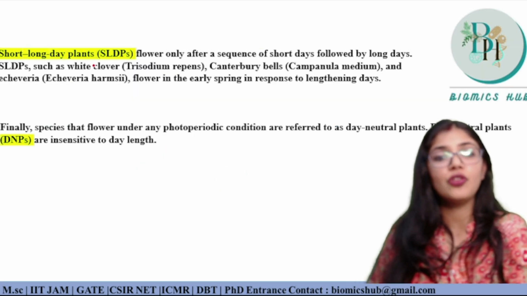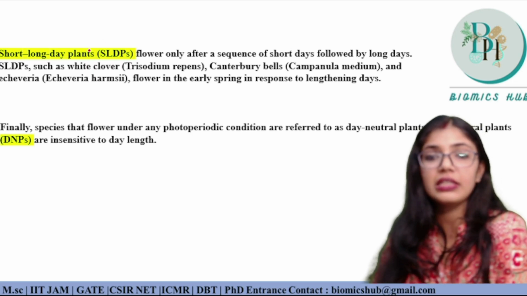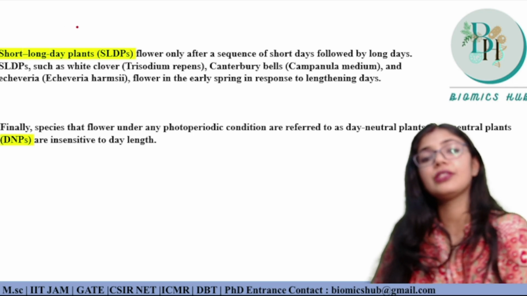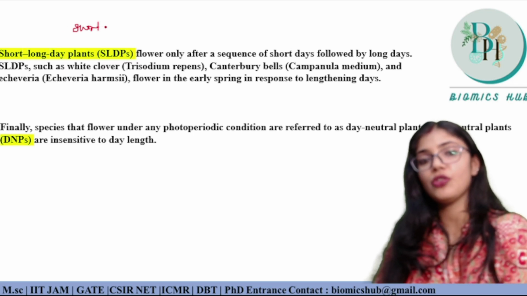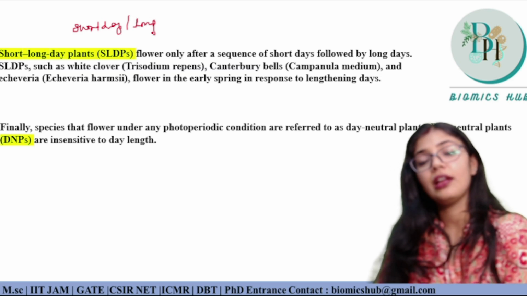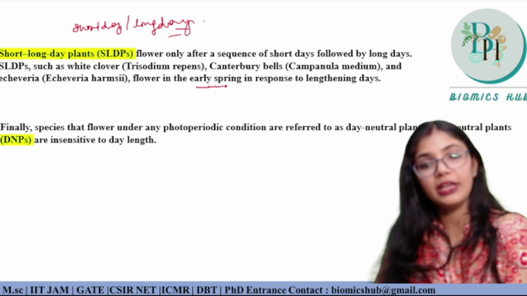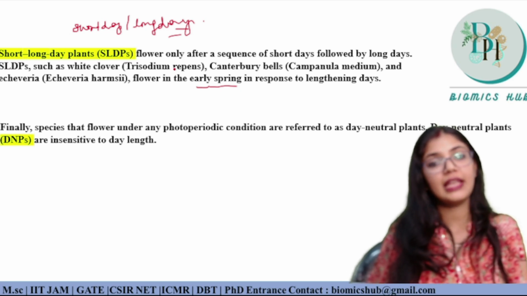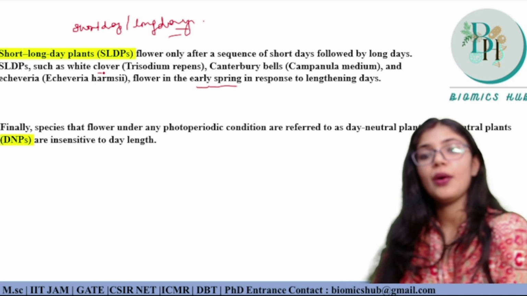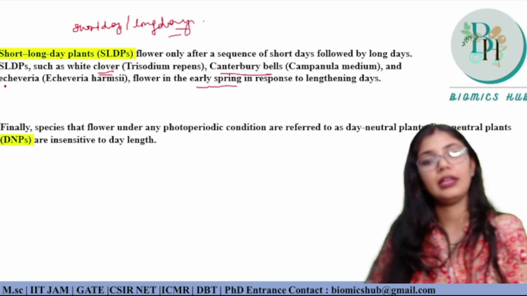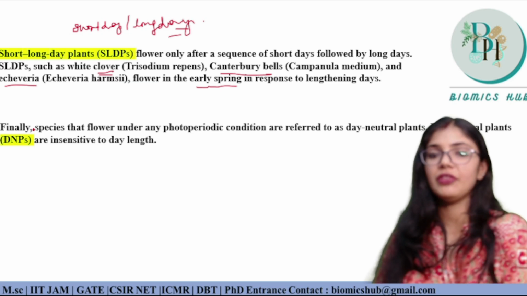So next is the short long day plants. In this condition, what happens? Initially the plant requires short day, and in a later condition, when it is going to flower, it requires long day. That means it will flower in early spring in response to lengthening days. So what are its examples? Its examples are white clover, Canterbury bells, and Echeveria. These are some of the examples.